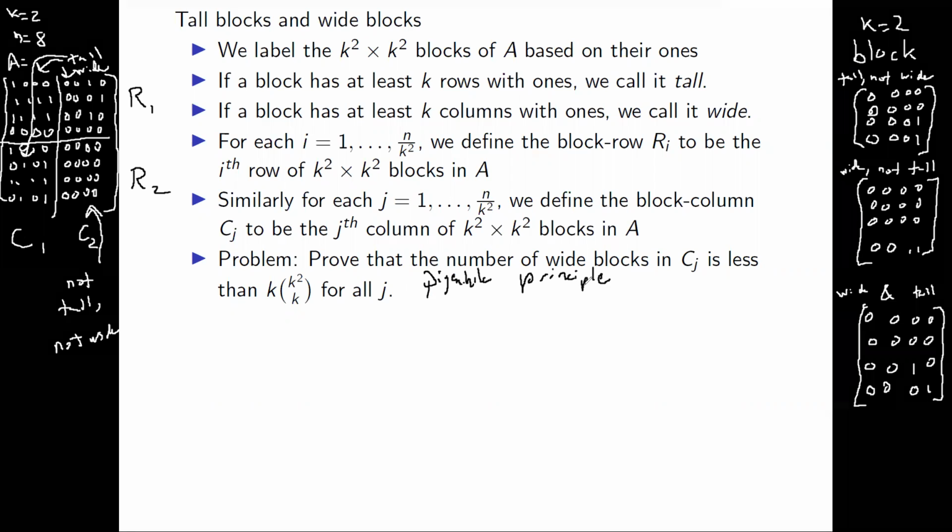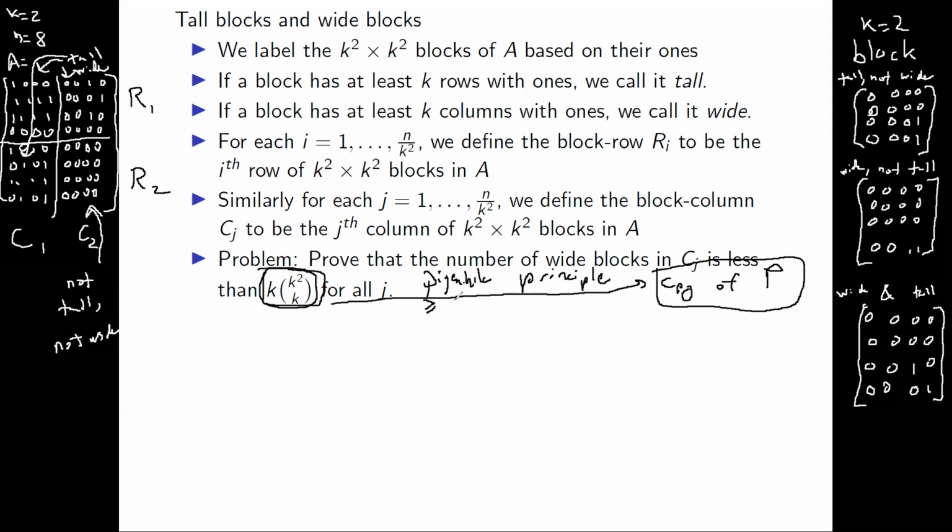Specifically, use the pigeonhole principle to show that if you had at least this many wide blocks in some column Cj, that many wide blocks forces a copy of P. So the permutation matrix we're trying to avoid, this permutation matrix with k columns and k rows, prove that the number of wide blocks must be less than this quantity, because if it was at least this quantity, then we could force a copy of P on those wide blocks.